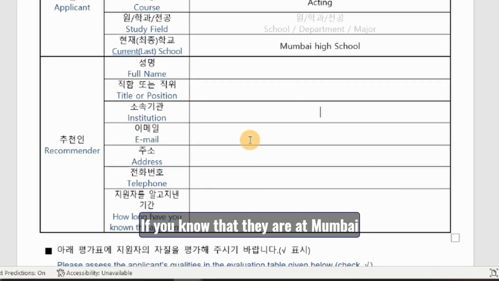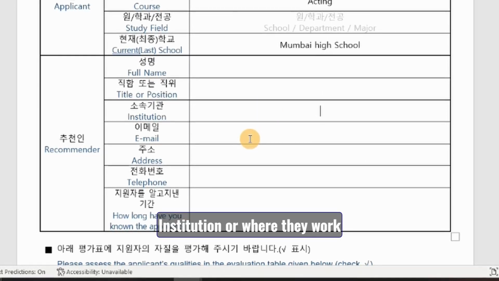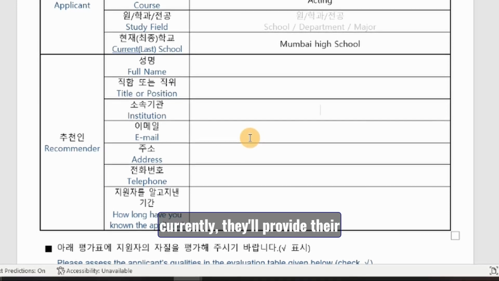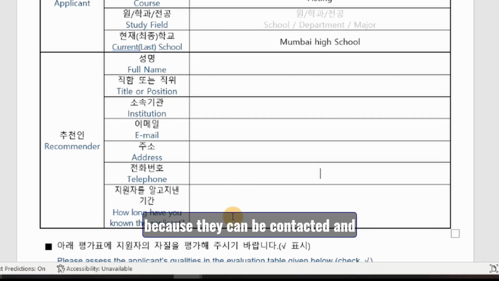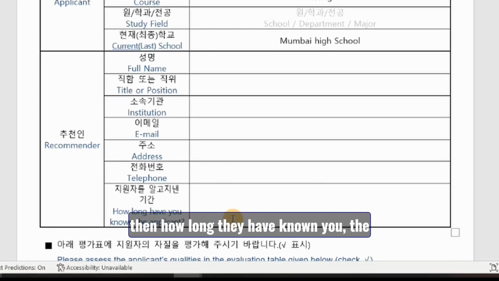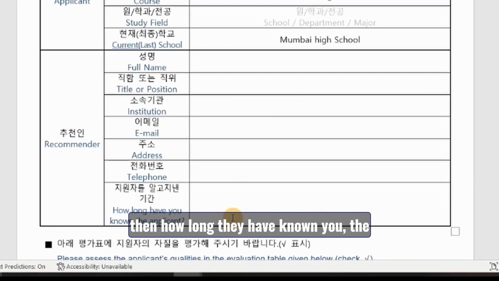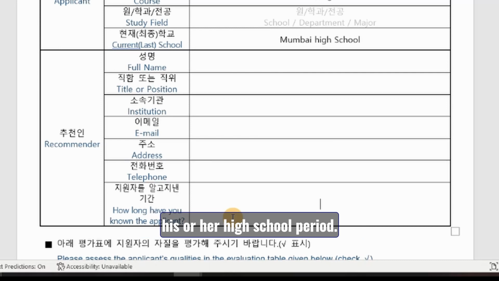If you know that they are at Mumbai High School, you need to know their institution or where they work currently. They will provide their email, their address, their telephone number, because they can be contacted. And then how long they have known you, the person applying for the scholarship. They have to say, I've known this student for maybe 3 years during his or her high school period. They have to write it down there.